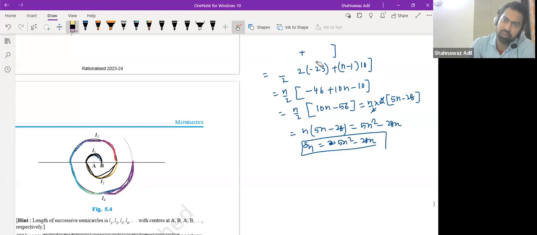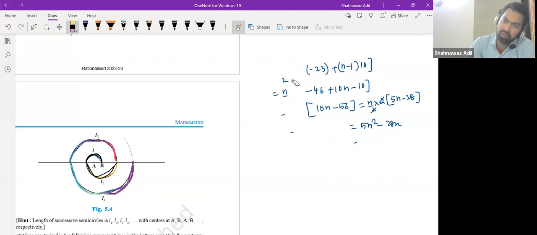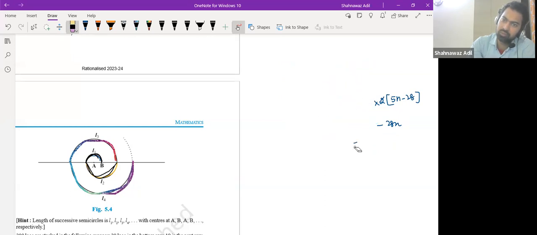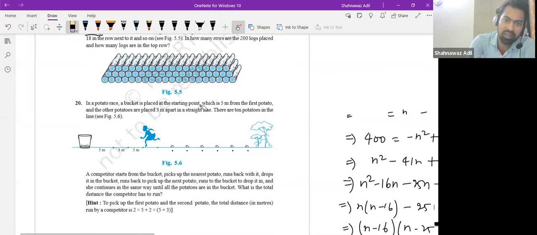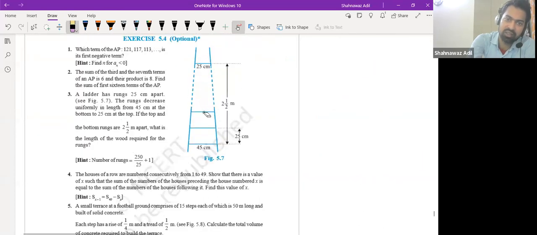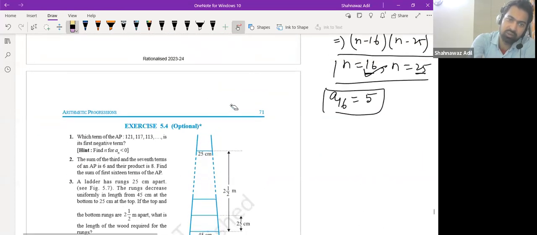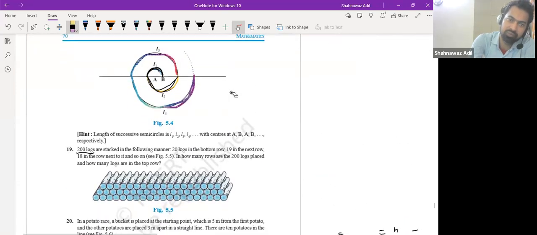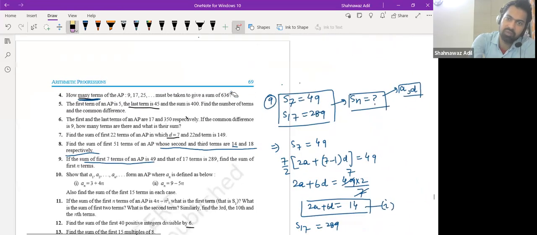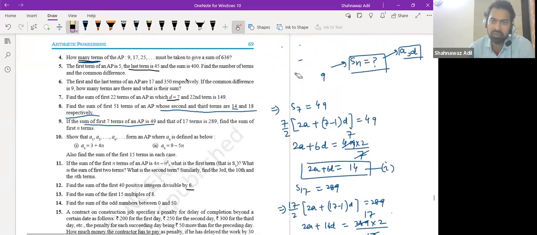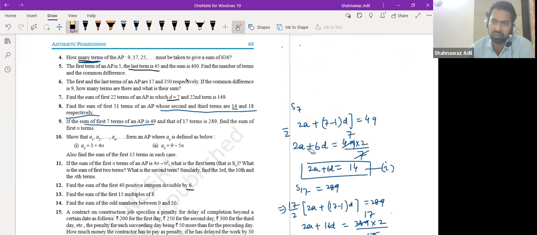Then let us do the next question. Does this chapter have another exercise? No, luckily, fortunately, we don't have any other exercise. This is optional, so we don't have it. But this has a lot of questions, so I will give some questions as your homework. You try those, and then we can do this. This is the idea, right?